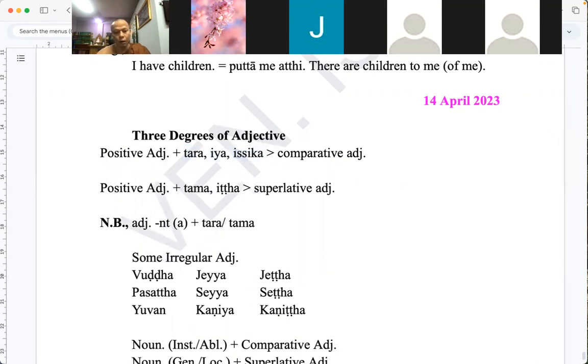So, for example, sukara. Sukara means easy to do something, or easy. But by adding the tara, we have the sukaratara. So at the time, comparative, so easier. So in this way we form.